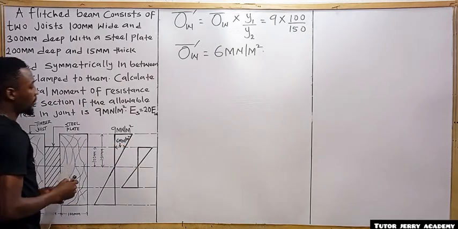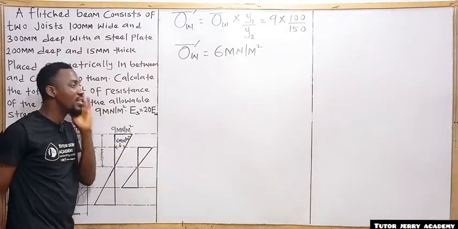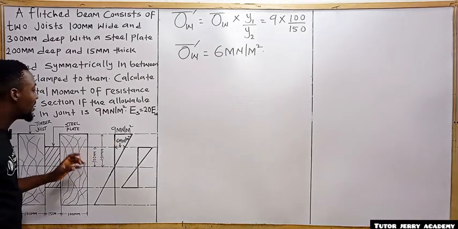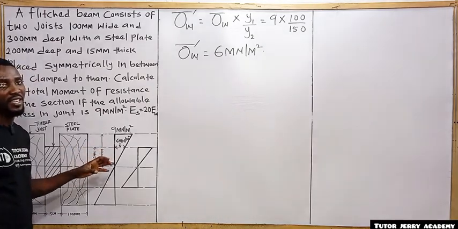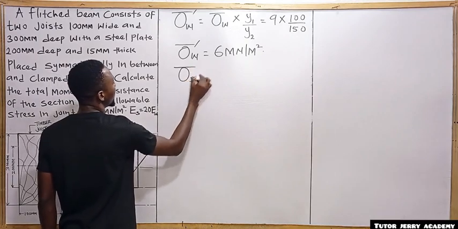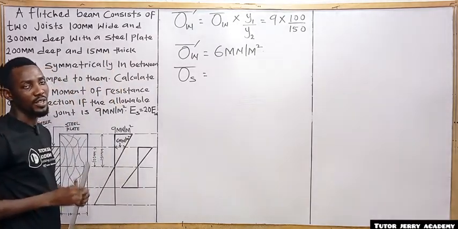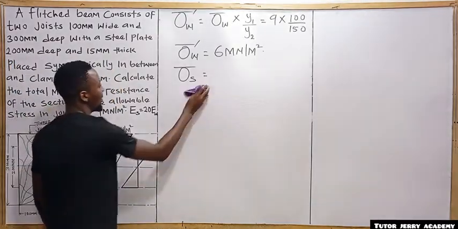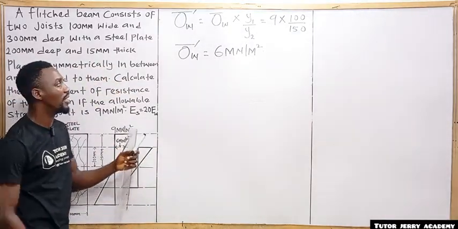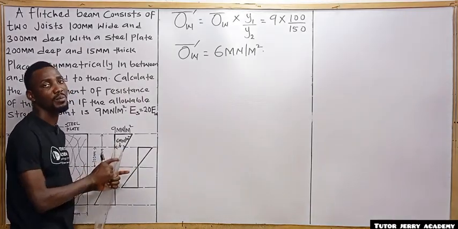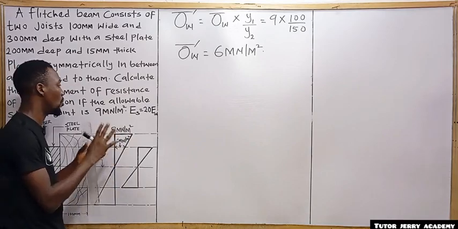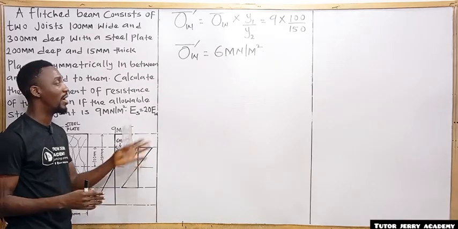Having gotten that, the next thing we want to calculate is the maximum stress in the steel. Now you are going to recall, let me show it step by step. If you have watched our derivation on the flitch beam, where we derived the important formula that we are going to be using to solve numericals, you are going to understand this.